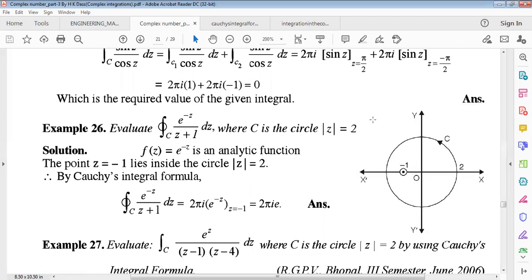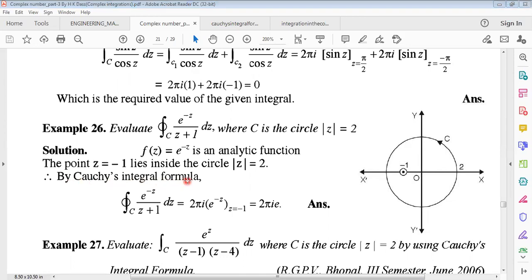Given the same circle, we can draw this circle, and here only one pole, z = -1, which lies inside the circle. Inside the circle, because the radius is 2. This is why -1 is existing inside the circle. So the point z = -1 lies inside the circle |z| = 2.